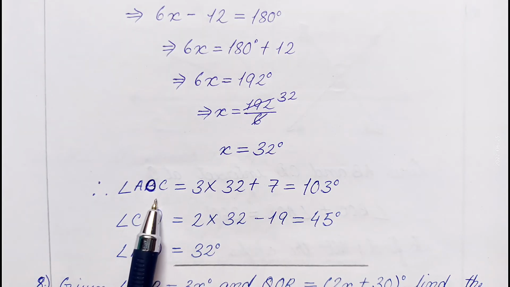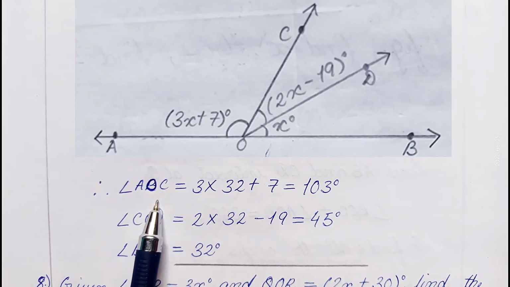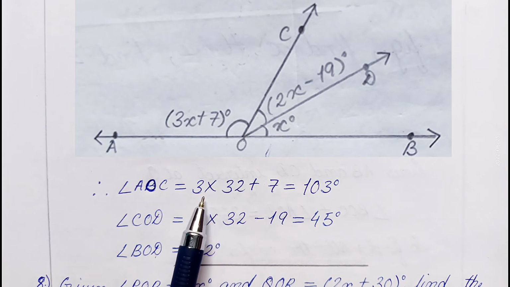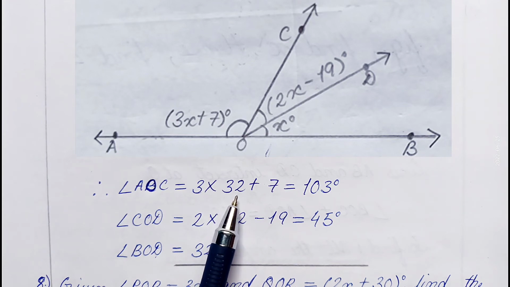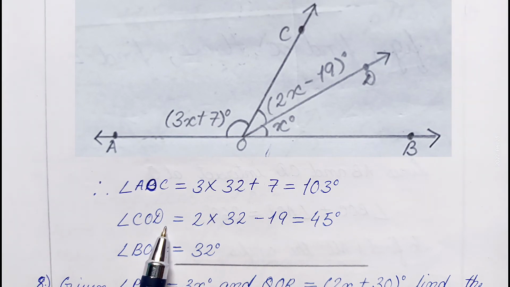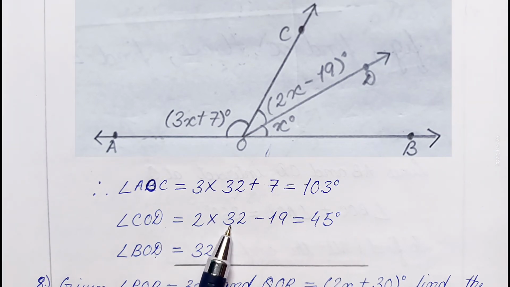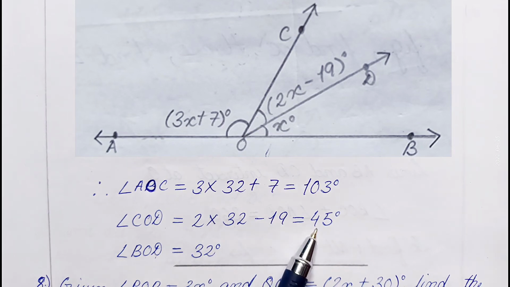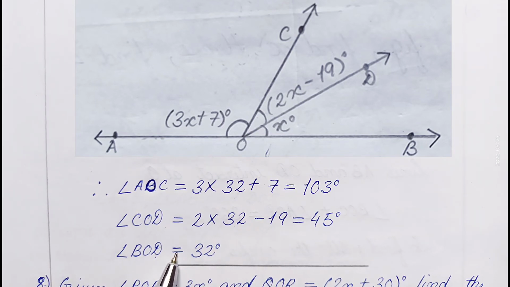Now we have to find angle AOC, COD and BOD. Now AOC is given 3x plus 7. So we have to replace x by 32. So it will be 3 into 32 plus 7. 3 into 32 will be 96. 96 plus 7 will be 103. Again, angle COD is given twice x minus 19. So instead of x, we are writing 32. 2 into 32 is 64. 64 minus 19 will be 45 degree. And angle BOD is x. Since x is 32, therefore angle BOD will be 32, which is the required answer.